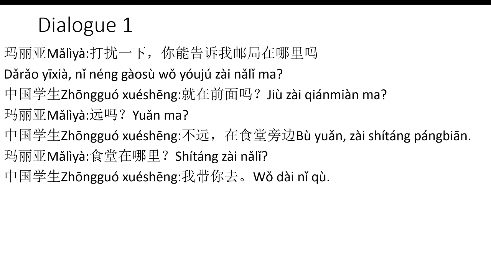So in this dialogue is Maria and 中国学生. Maria is Maria and 中国学生 is Chinese student. So Maria said, 打扰一下，你能告诉我邮局在哪里吗？ So 打扰一下 is excuse me, or you can say 请问你能告诉我, can you tell me? 邮局在哪里? Where is the post office?